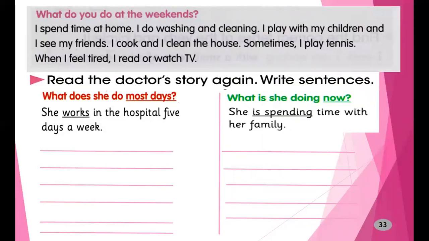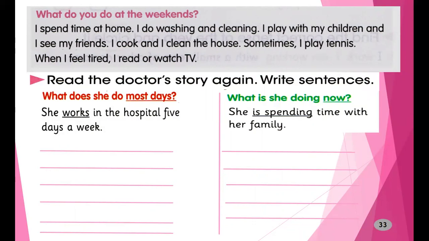She said I spend time at home. I do washing and cleaning. I play with my children and I see my friends. I cook and I clean the house. Sometimes I play tennis. When I feel tired, I read or watch TV. In this paragraph, we use again the present simple. We use the present simple for routine and repeated things.